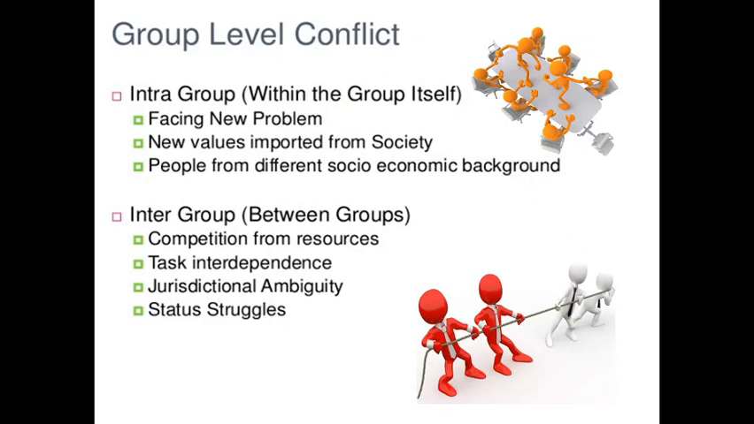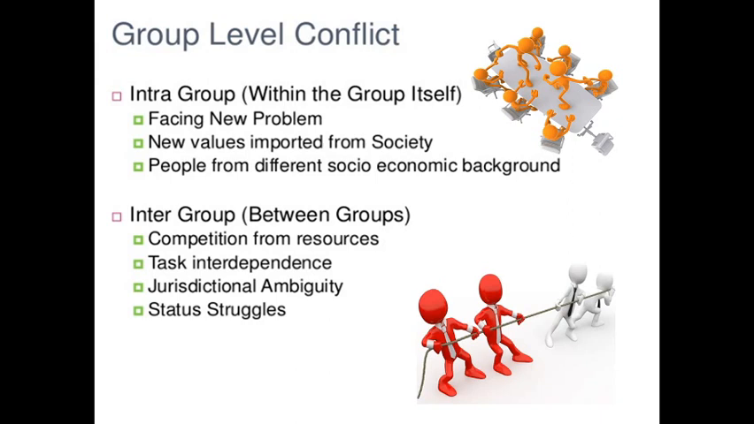And next one is group level conflict. A group consists of 2 or more persons who are in interaction with each other, have a well-defined structure of role and status relations, and have a system of values and norms of behavior for the smooth working of the group. One is intra-group and another one is intergroup. So intra-group conflict arises when differences crop up between the members of the group.